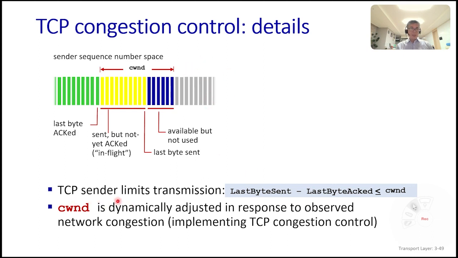So the TCP sender limits transmission: last byte sent minus last byte acknowledged is less than or equal to CWND. The right hand side of the yellow can be this rightmost. So CWND is dynamically adjusted in response to observed network congestion, implementing TCP congestion control net-wide.